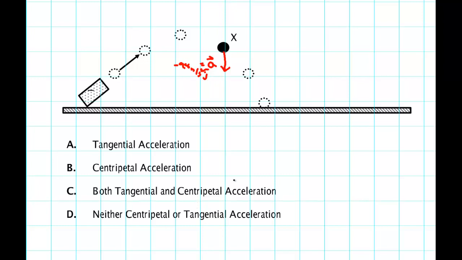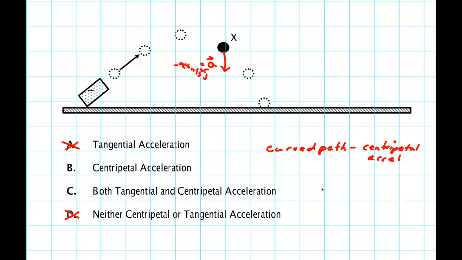Okay, let us take a look at this ball. This ball is following a curved path. That says there's centripetal acceleration. All curved path problems have centripetal acceleration. So this one cannot be correct.